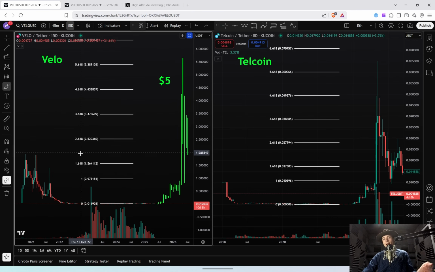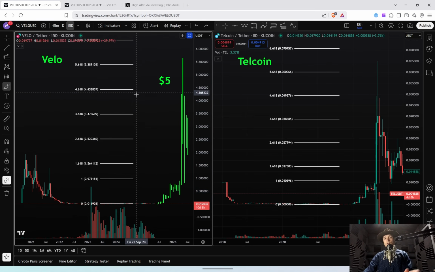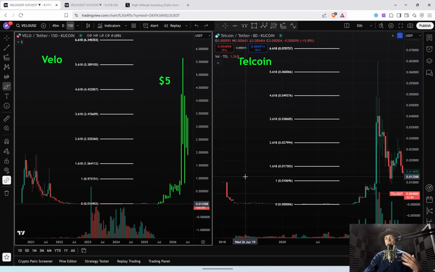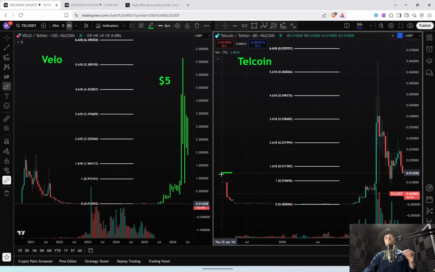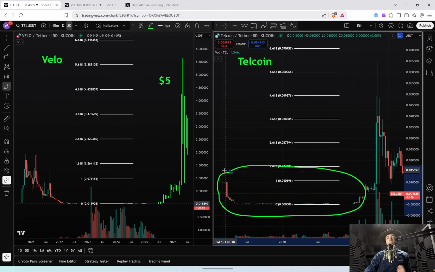So over here on the left, you can see Velo zoomed out in the bigger time frame, and you can also see these Fibonacci extensions drawn here on the chart. Now, what I'm showing you here is the accumulation cycle. So over here on the right, we also see altcoin, and altcoin did a very similar accumulation cycle as Velo over here on the left.